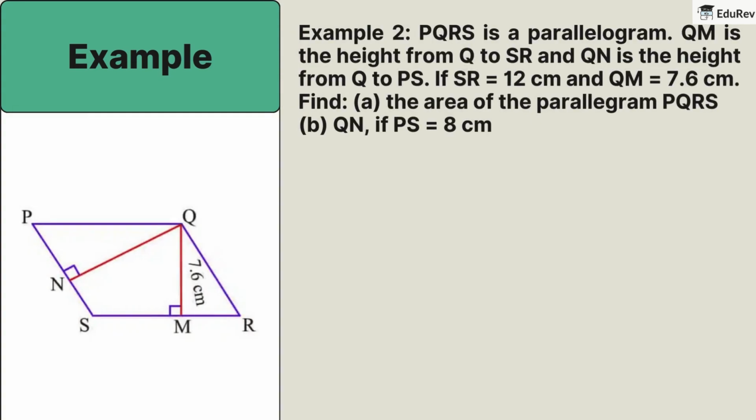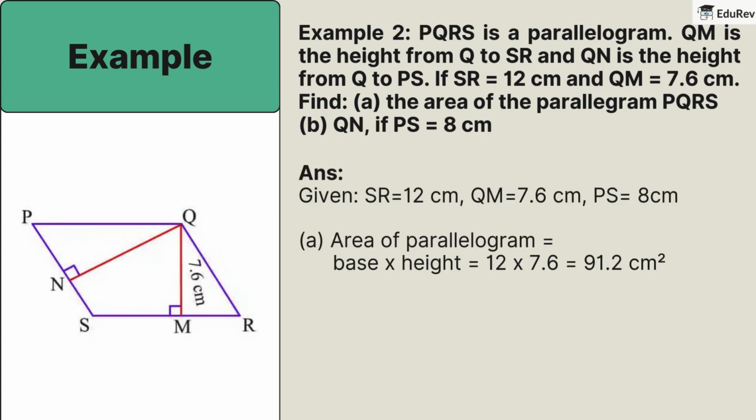Now, let's consider another example. PQRS is a parallelogram where QM is the height from Q to SR and QN is the height from Q to PS. Given that SR is equal to 12 centimeters and QM is equal to 7.6 centimeters, we need to find A, the area of the parallelogram PQRS, and B, QN if PS is equal to 8 centimeters.